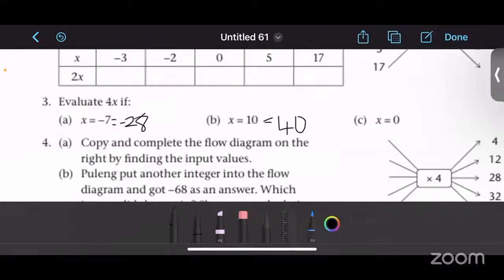And here comes our favorite friend, who doesn't bother anyone. So it's evaluate 4x if x is equal to 0. If x is equal to 0, how much is that going to be? Ma'am, you multiply the 4 by 0 and that will give you 0. Perfect. That will be 0.